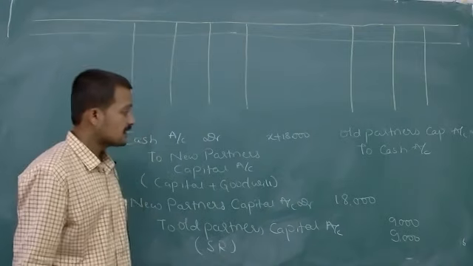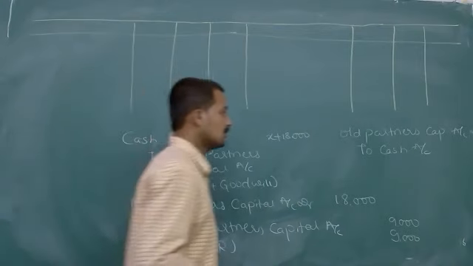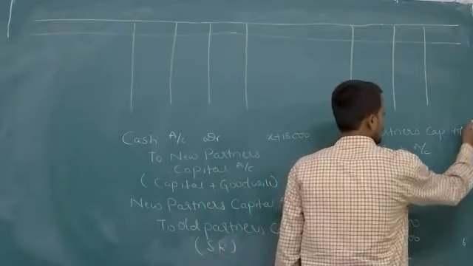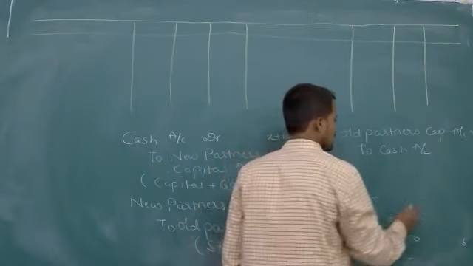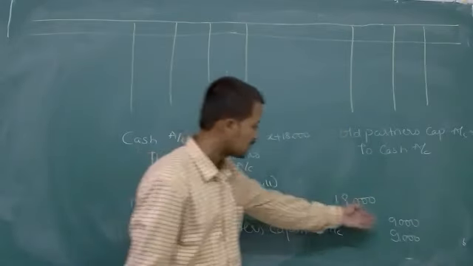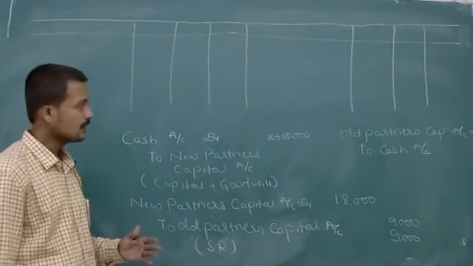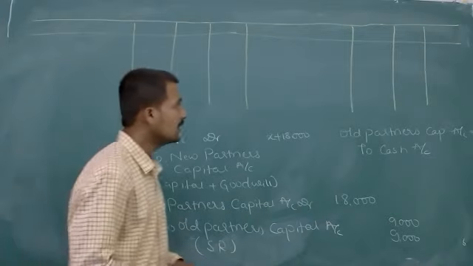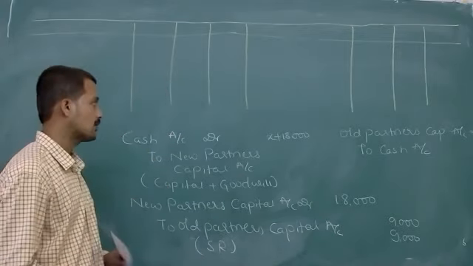And the problem says that half of the goodwill has been withdrawn. So it will be 4,500 and 4,500 when they withdraw. Now let's see how this can be shown in the account.